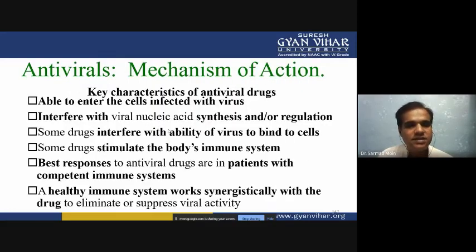Now, key characteristics of the antiviral drugs. These drugs should enter into the cells, and then affect the virus. They will interfere with viral nucleic acid synthesis and regulation. Some drugs may interfere with the ability of the virus to bind to the cell. Some drugs also stimulate the body's immune system, and the best responses to antiviral drugs are in patients with a competent immune system. A healthy immune system works synergistically with the drugs to eliminate or suppress viral activity.